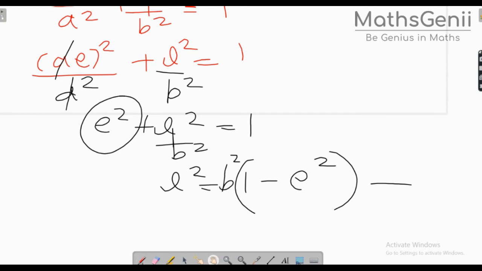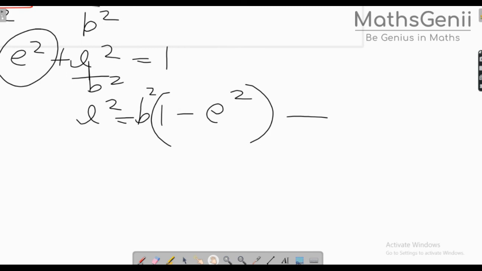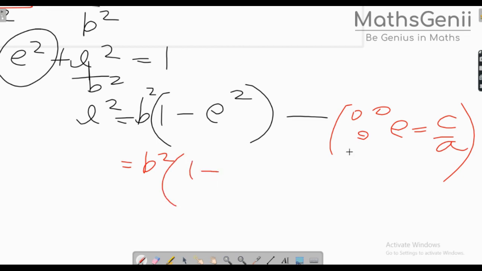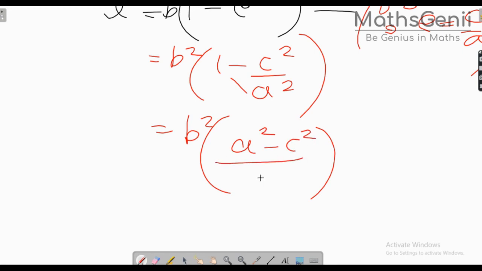Now I want to make it very simple. I want to remove this e. What do I know? I know the formula of e, right? The formula of e is c upon a. So instead of e, I am writing c upon a. E square, so both will get squared. Now b square, how do you simplify this? This will go to this side, a square minus c square upon a square. This is how it is going to be simplified.